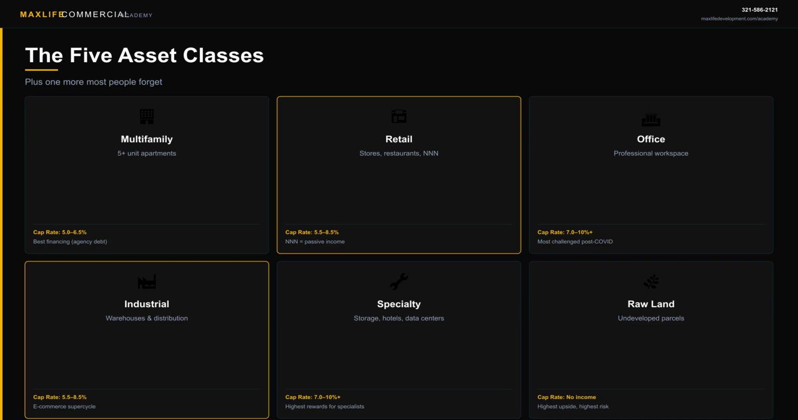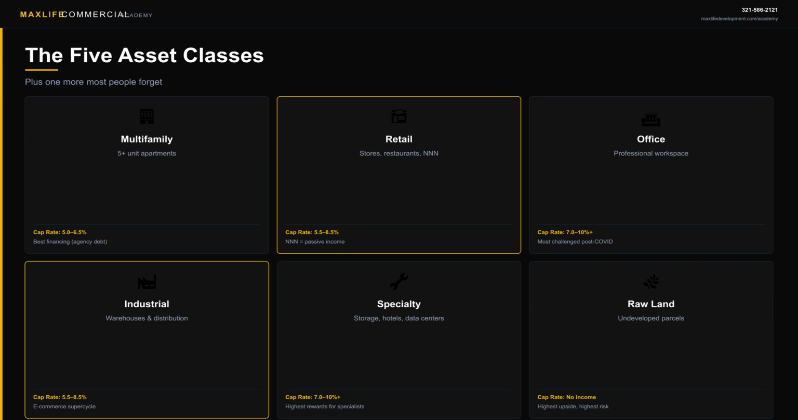Office, buildings for professional use. This is the most challenged asset class post-COVID. Before buying office space in 2026, you need a strong thesis about why that specific building will stay occupied. The major exception is medical office. Healthcare tenants are sticky and hard to relocate.